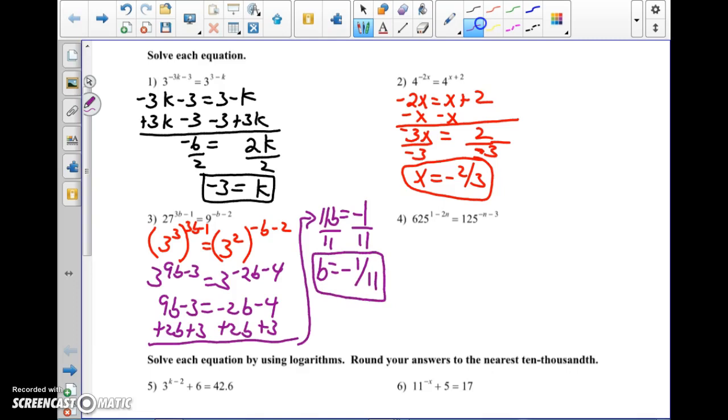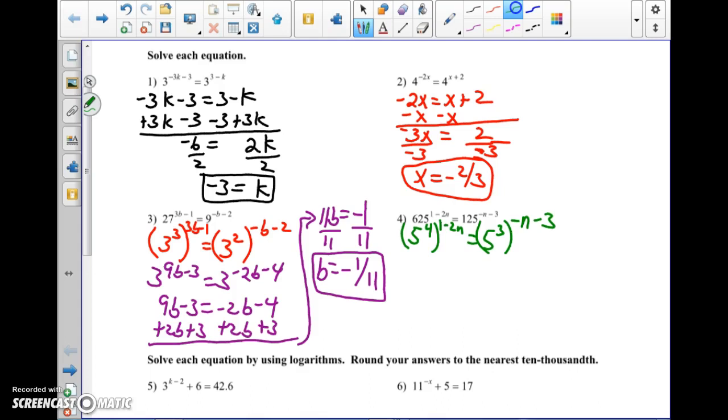Problem number 4 is the same as problem number 3. Get a common base. The common base for this problem is 5. 5 to the 4th is 625, to the 1 minus 2n power. 5 to the 3rd is 125, to the negative n minus 3 power.